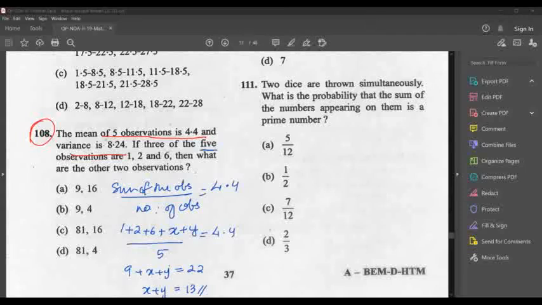Now they have given variance as 8.24. Now what about variance? What is the formula? How will you find the variance? Variance is nothing but sigma of (xi minus x bar) the whole square, isn't it? So do we have all the observations here? No, we don't have x and y.